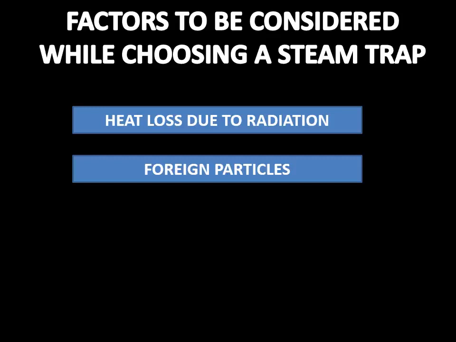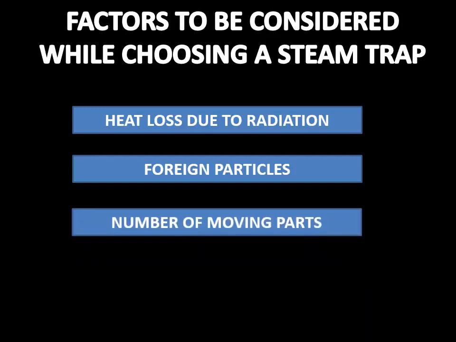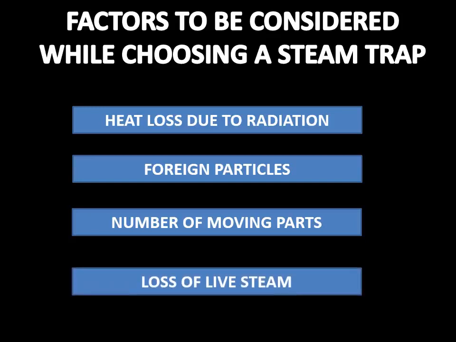Foreign particles, or the ability to accommodate dust particles. The number of moving parts. Similarly, the number of moving parts in the thermodynamic steam traps is quite less as compared to the float type or the inverted bucket type steam traps. The loss of live steam is also a major concern while choosing the steam traps.